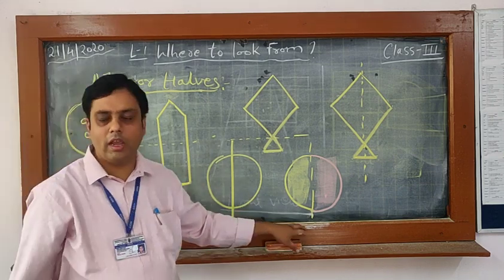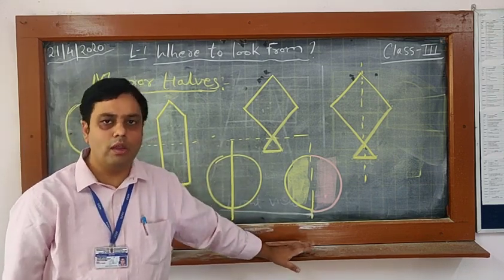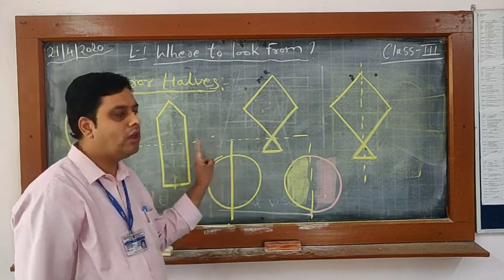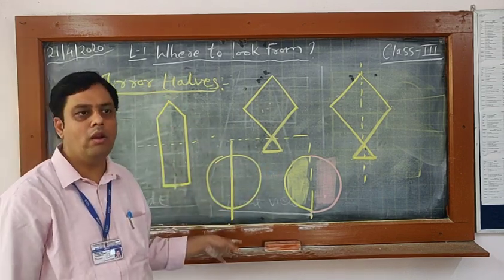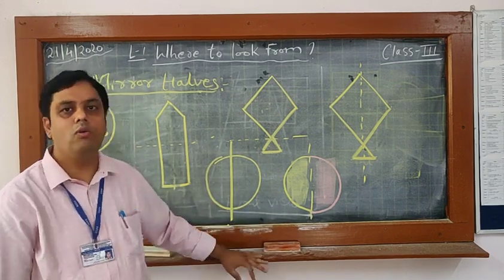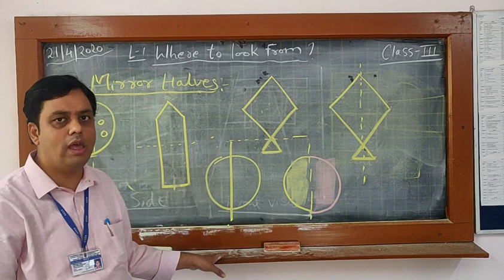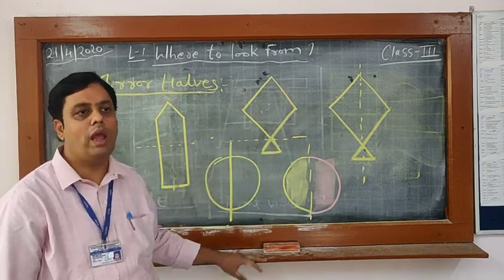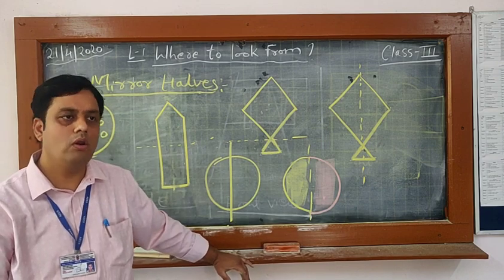So there are so many examples in your book, so many pictures in your book. You can find them out. There are two types of questions here. First one, draw a line to divide each shape, each object, into mirror halves. And second one, already a line is there, and you have to tell if it is a mirror half or not.